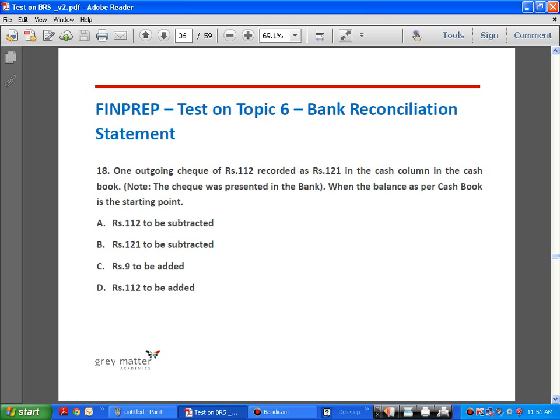balance as per cash book as the starting point, our cash book balance, or rather the cash book balance of the bank column, is higher by 112, and so we have to subtract 112.